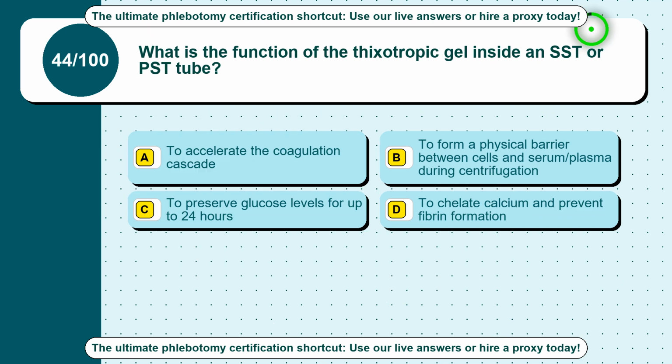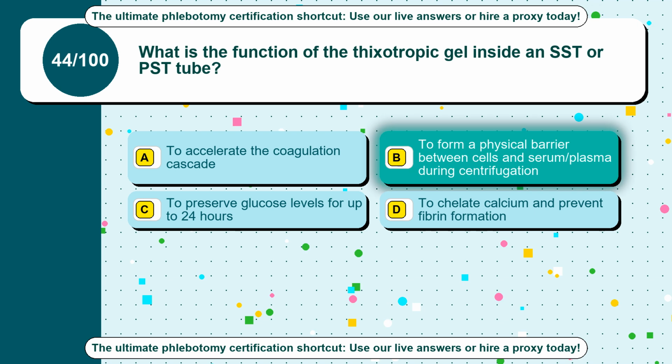Question 44. What is the function of the thixotropic gel inside an SST or PST tube? Option A. To accelerate the coagulation cascade. Option B. To form a physical barrier between cells and serum/plasma during centrifugation. Option C. To preserve glucose levels for up to 24 hours. Option D. To chelate calcium and prevent fibrin formation.